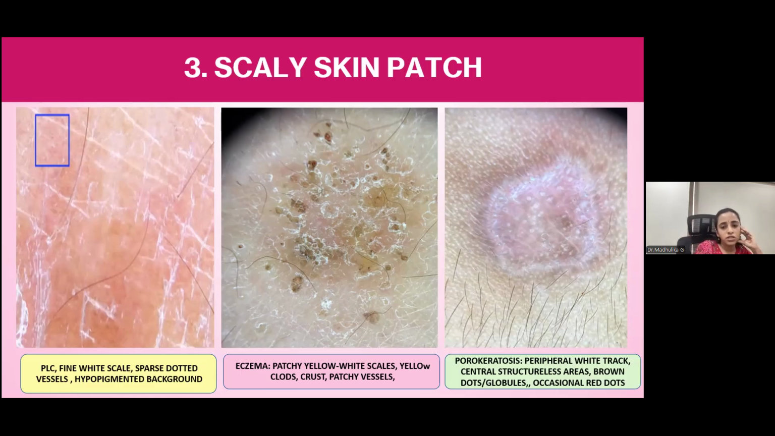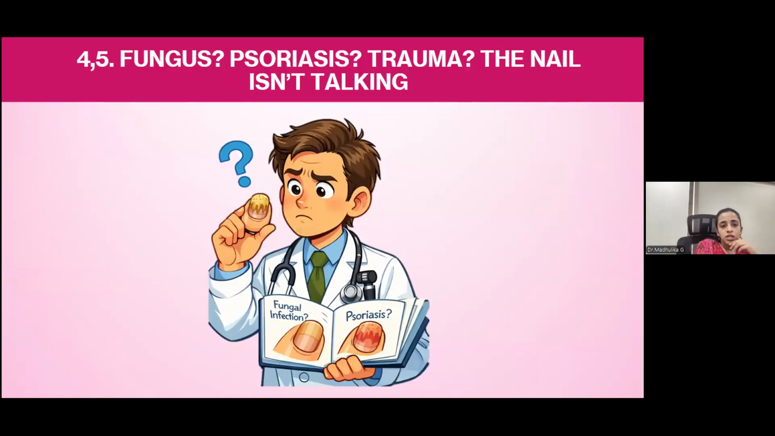Next, porokeratosis is another disorder of hyperkeratinization. You see the cornoid lamella of porokeratosis being represented like a white track around the actual lesion, and in the center you can see a little bit of atrophy and structureless areas. Okay, next slide. So next, coming to onychoscopy, nail, right?